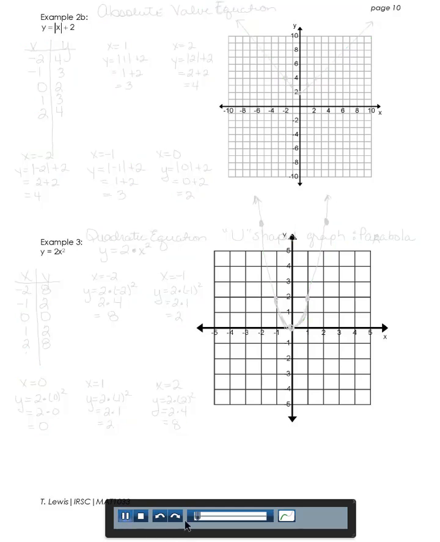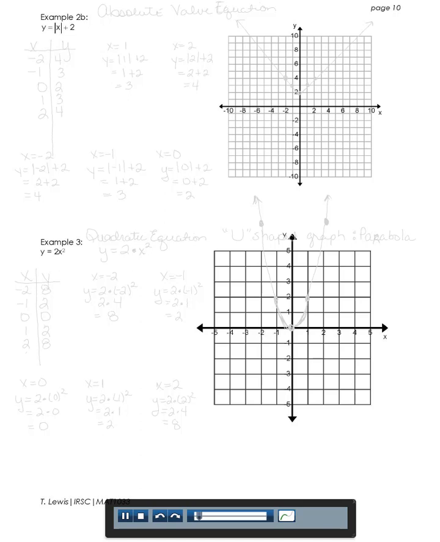All right, so we're going to graph y is equal to the absolute value of x plus 2. Remember, absolute value means it's the distance from 0. So your absolute value can never be negative. It can be positive or 0. Okay? So, same thing.